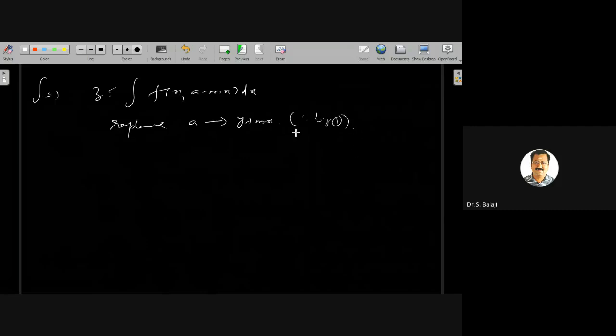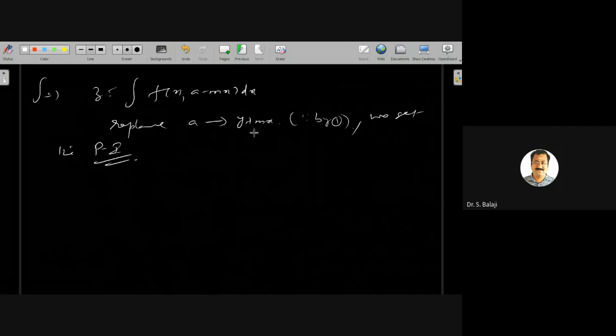For replacing a with y plus mx, we get the particular integral. Because we already identified the complementary function, which involves an arbitrary constant, the arbitrary function idea. But for the particular integral, you cannot use any arbitrary constant. Therefore, again you have to replace a with y plus mx. This will be the idea.